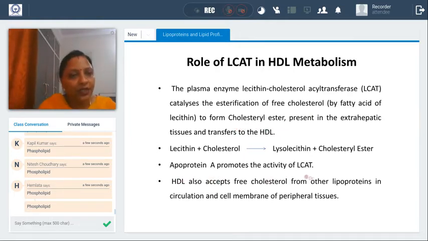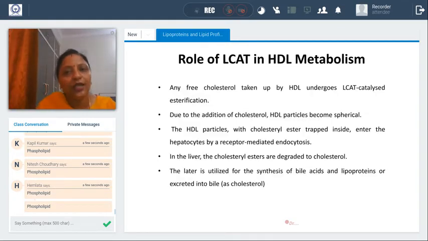APOprotein A promotes the activity of LCAT. This is an important point. SDL also accepts free cholesterol from other lipoproteins in circulation and cell membrane of peripheral tissues. Free cholesterol in SDL undergoes LCAT catalyzed esterification, as I discussed in the previous slide. Due to the addition of cholesterol, SDL particle becomes spherical.